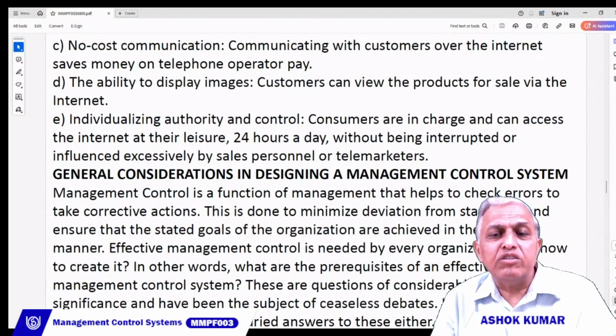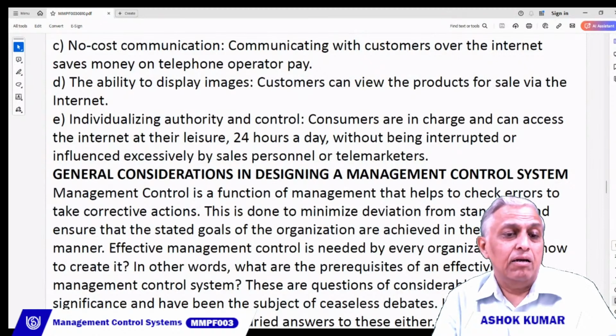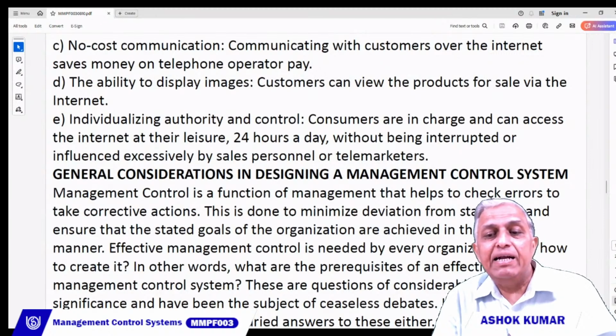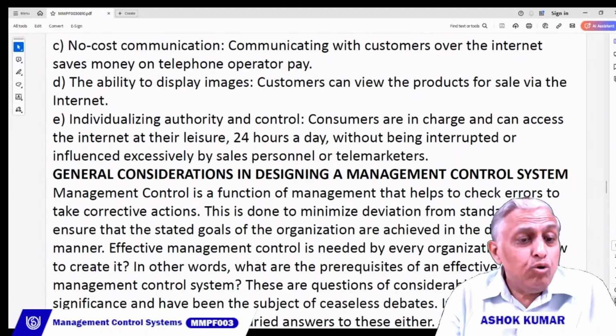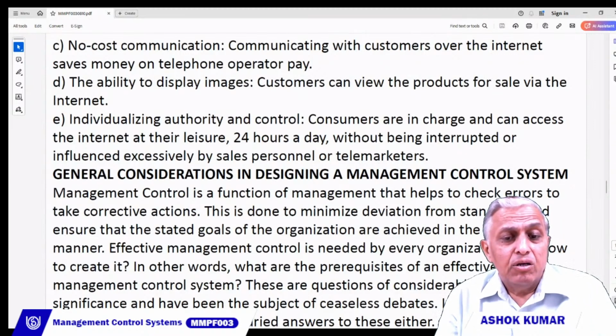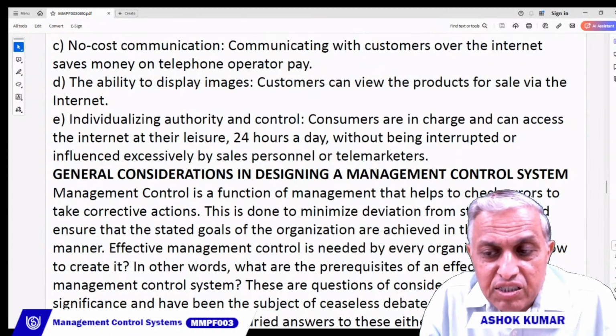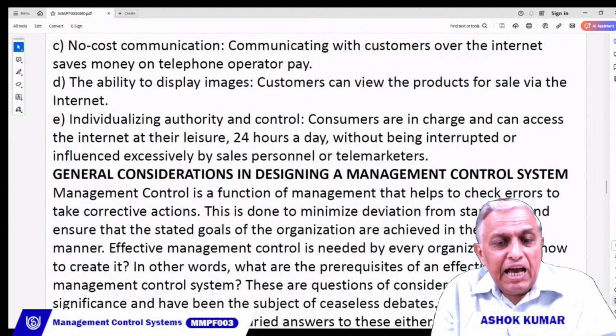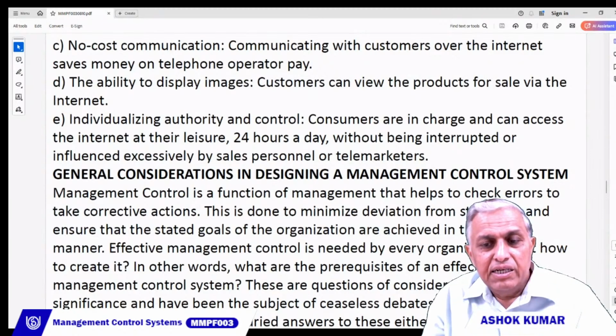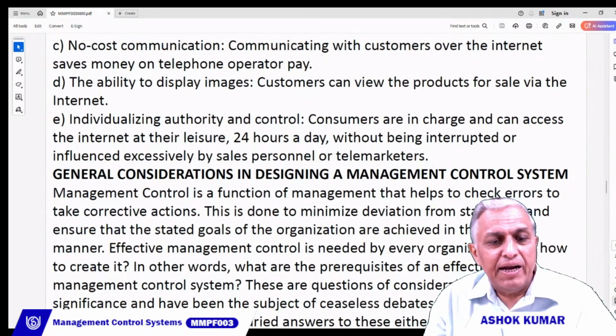Once the goals of the organization are achieved in the desired manner, you tend towards effective management control, which is needed by every organization. But how to create it? In other words, what are the prerequisites of an effective management control system? These are questions of considerable interest and significance and have been subject to ceaseless debates. It is not that we intend to provide you a cut and dried answer to these either.